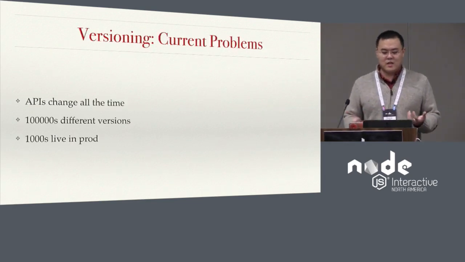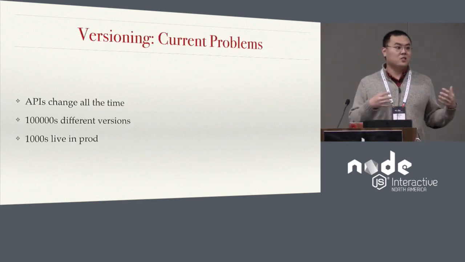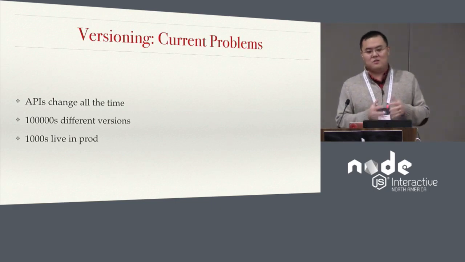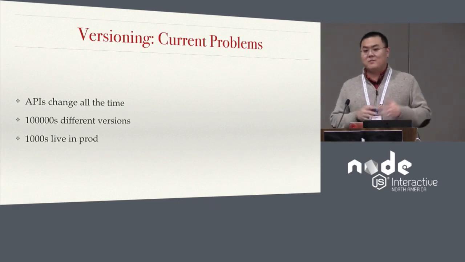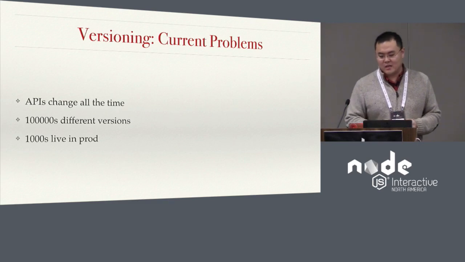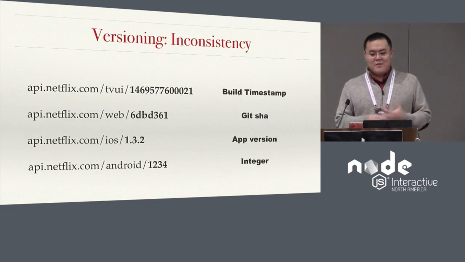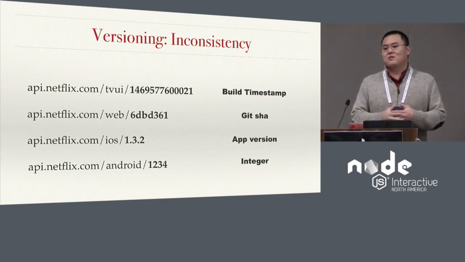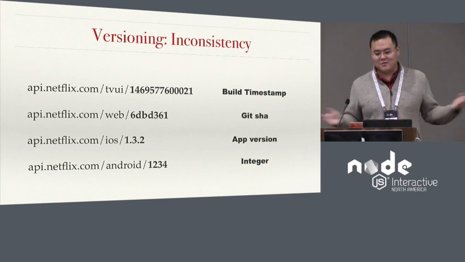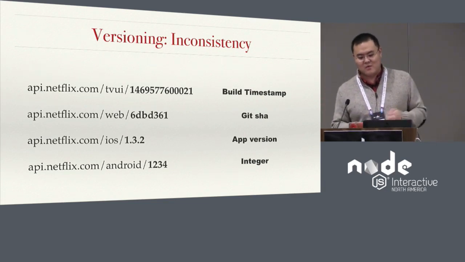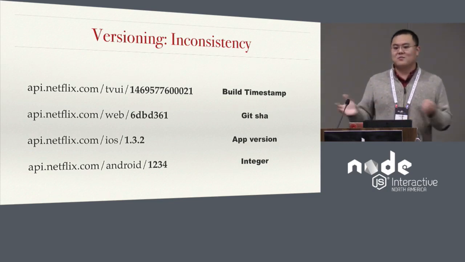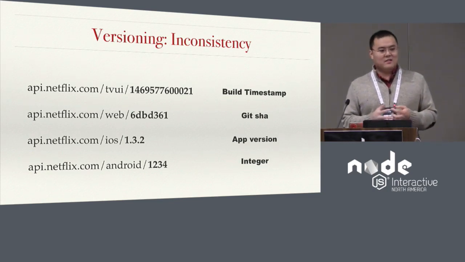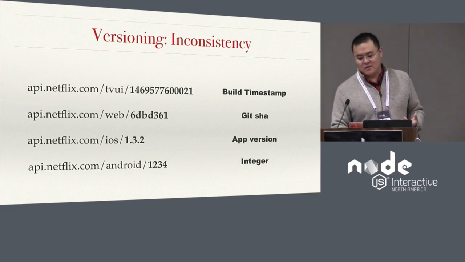So in terms of versioning, you have to realize that these APIs change all the time, right? So there's literally hundreds and thousands of different versions, because you can make changes to these APIs anytime you like. In the past, we had an inconsistent versioning issue, which is that every team just came up with their own versioning schemes. Like TV would use a timestamp, and maybe web uses a Git SHA. Some other team would use an integer. And this is wildly inconsistent and really hard to manage.